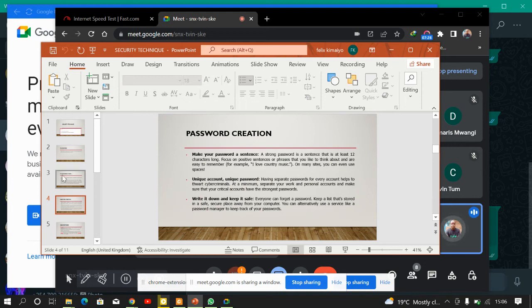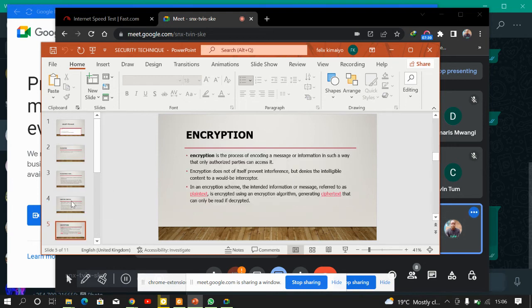Okay, let's go and look at the next thing, which will be encryption. We can say that encryption is a process of encoding a message or information in such a way that only authorized parties can access it. That's like sending a message only to a person that has your number, and you can send it to that person only. Encryption does not in itself prevent interference, but it denies the intelligible content to anyone who intercepts it.